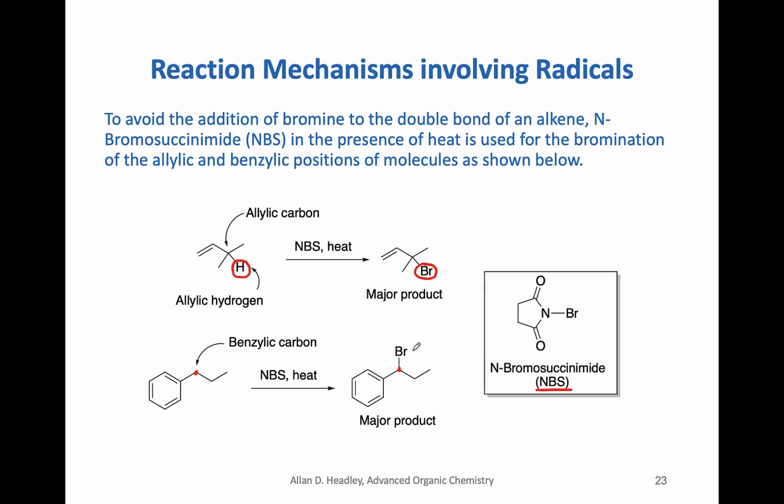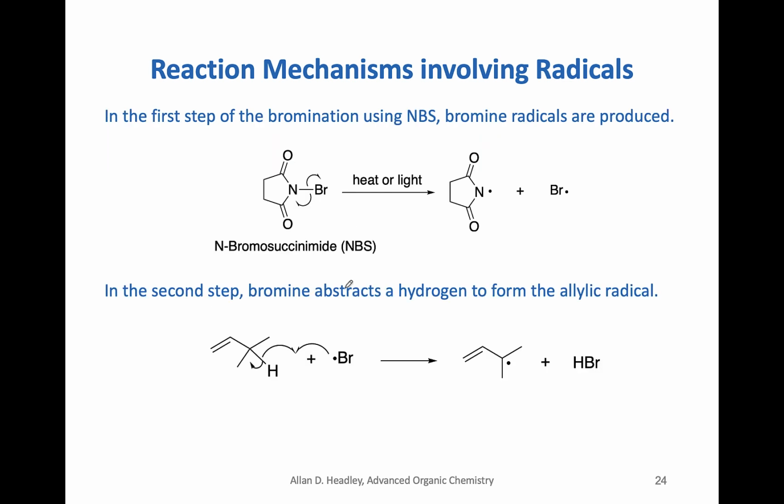Notice we're always getting back to the mechanism to explain different observations for reactions. So we have N-bromosuccinimide in heat or light, typically heat. This bond here will break. It's the weakest bond here. So it breaks to give a radical in an initiation step. So here's a radical. This radical now will abstract this hydrogen to produce the allylic radical and HBr.